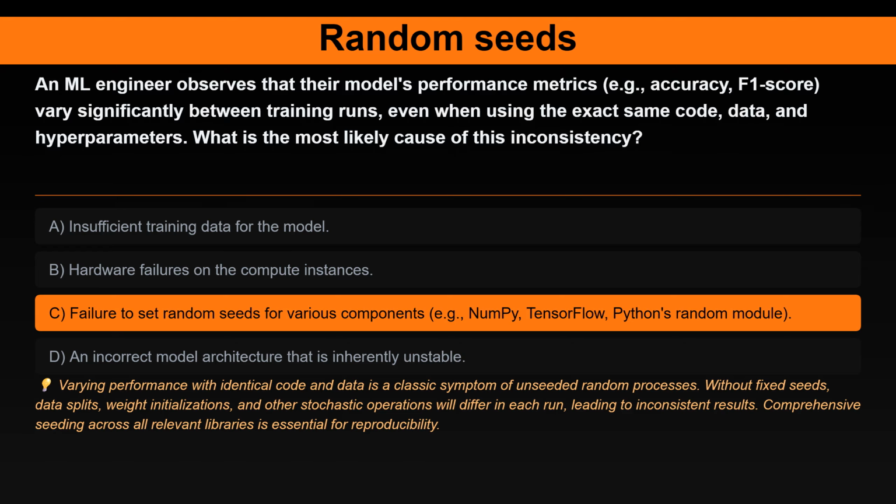The correct answer is failure to set random seeds for various components, e.g., NumPy, TensorFlow, Python's random module. Here's the explanation. Varying performance with identical code and data is a classic symptom of unseeded random processes. Without fixed seeds, data splits, weight initializations, and other stochastic operations will differ in each run, leading to inconsistent results. Comprehensive seeding across all relevant libraries is essential for reproducibility.